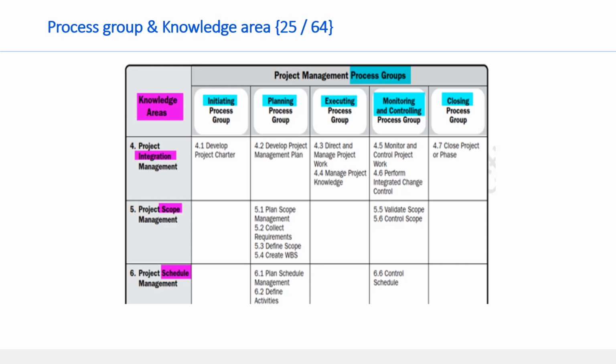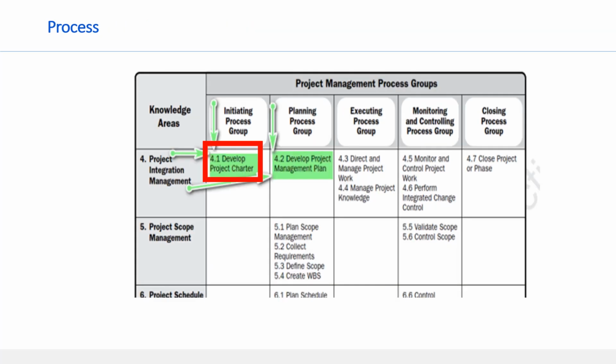At intersection between the process group initiating and project integration management, that is 4.1, it's develop project charter. At intersection between planning process group and project integration management, you see 4.2, develop project management plan, and so on. These develop project charter, develop project management plan are called as process. Like develop project charter, develop project management plan, you could see there are 49 processes are listed in the table in total. Each of these processes are further explained in detail in the next page of PMBOK.